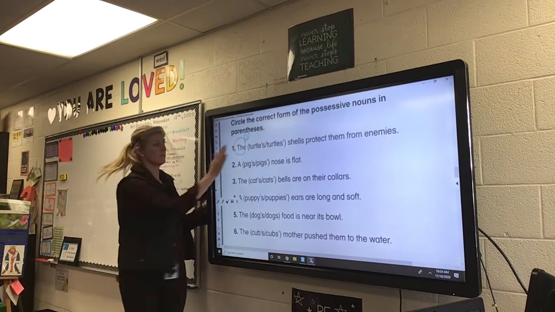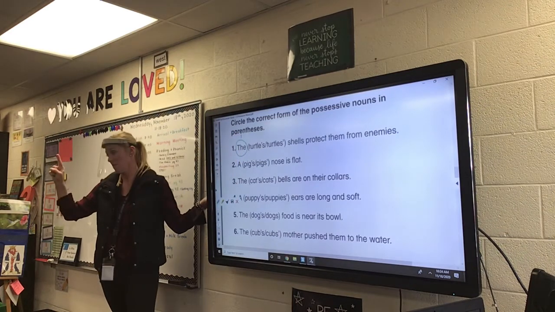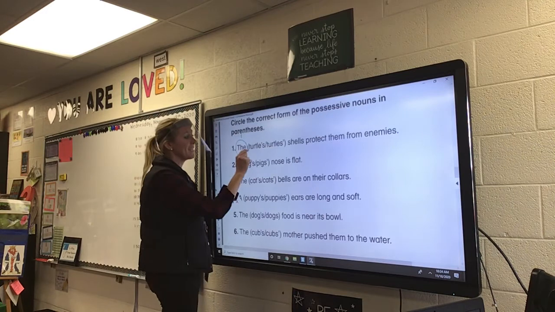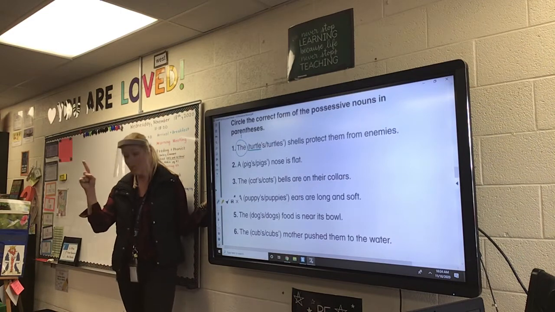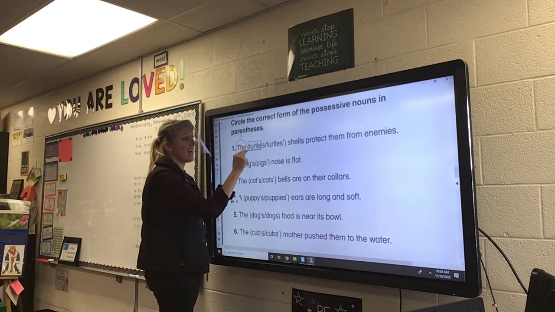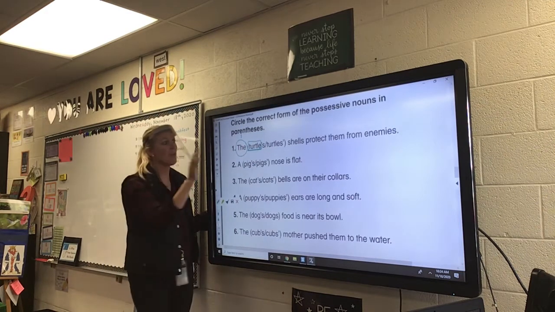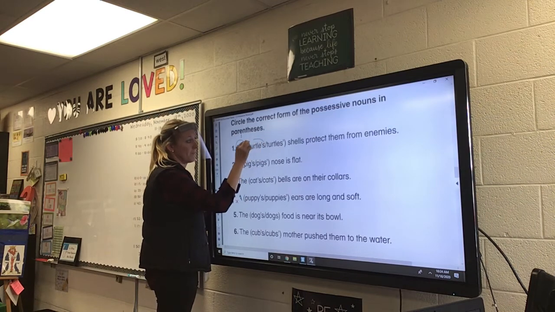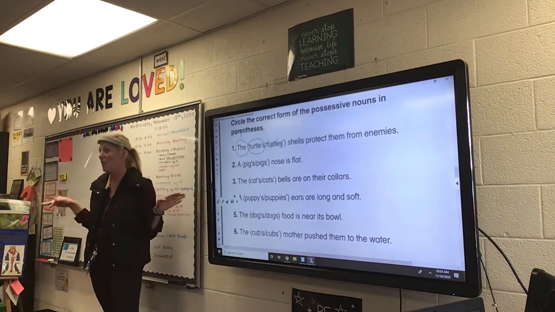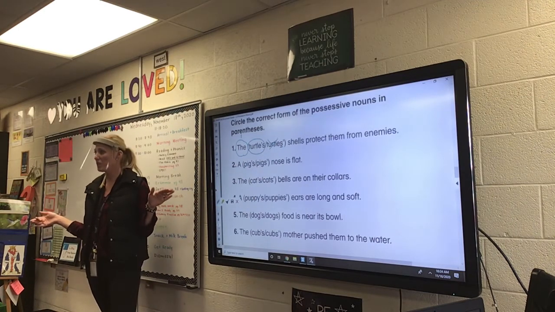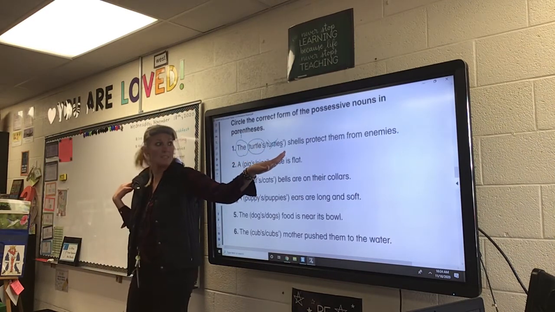Everybody circle the, and above it put one. The means one. Then I need to find the word that is singular. Turtle is singular. But then I have to put an apostrophe S to show possession. So the one that I want to circle is the first one. The second one I don't want because this is meaning that there's more than one turtle. And there isn't more than one turtle. There's only one. And he's owning his shell to protect him.